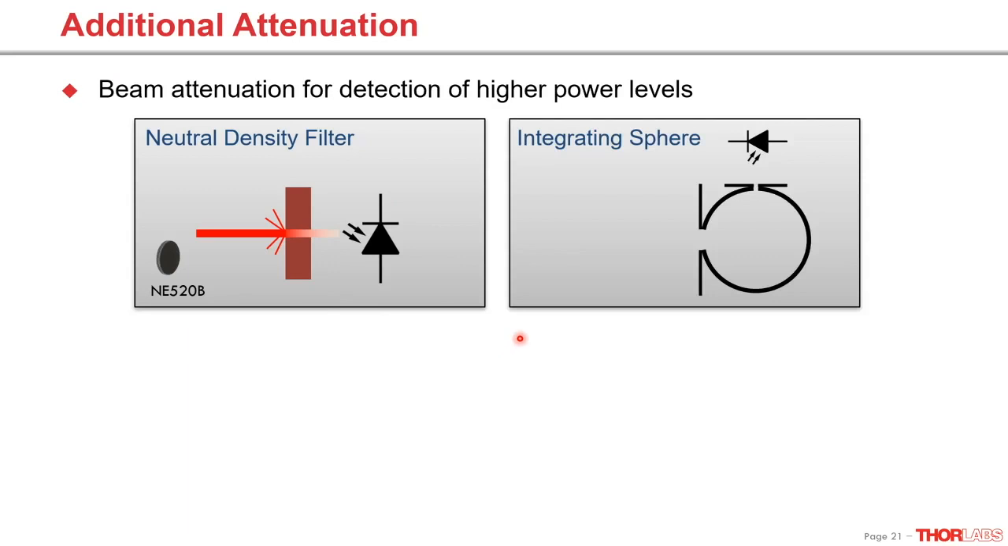Integrating spheres homogeneously distribute the incoming light over their surface. A small portion of this light can be picked up at the exit port of the sphere. The material can handle up to tens of watts.